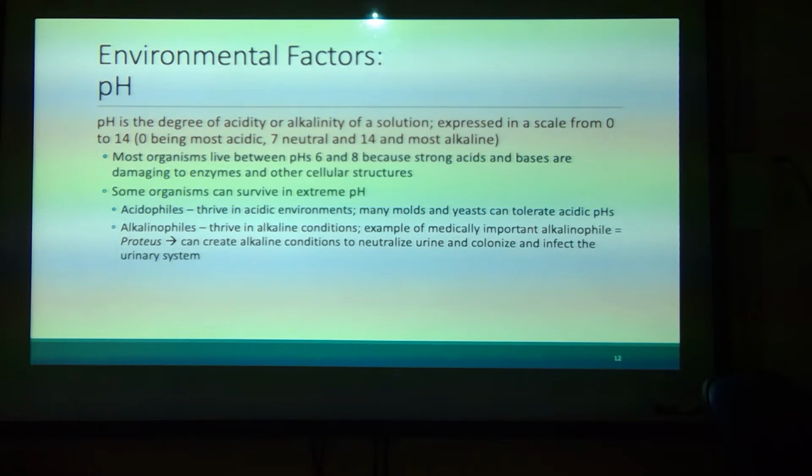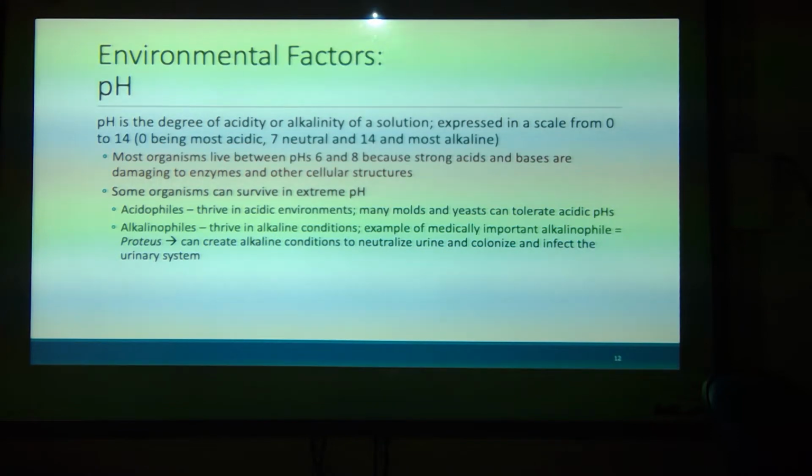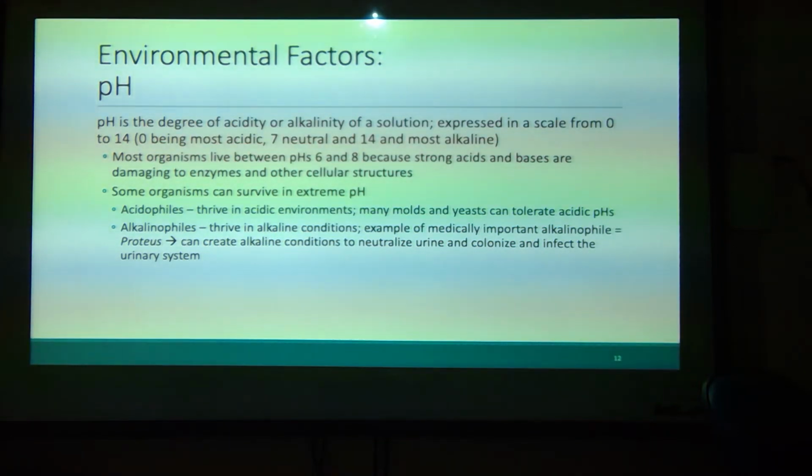Some organisms can survive in extreme pHs. Hello, we've got the extremophiles, right? So acidophiles, remember, phile means that they love it, right? So acidophiles actually do thrive in acidic environments. A lot of molds and yeasts can tolerate acidic pH. Alkalinophiles, again, phile love, alkaline is the basic, okay? They thrive in alkaline conditions.